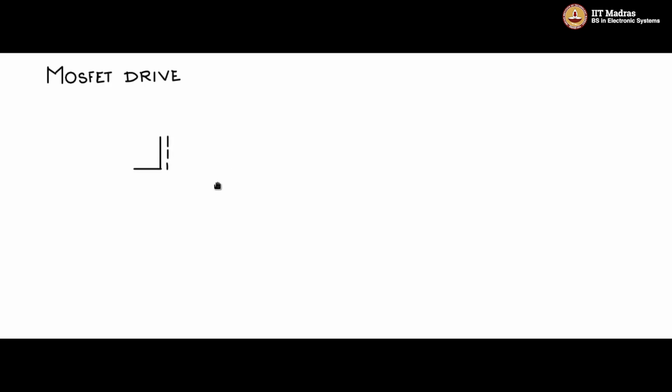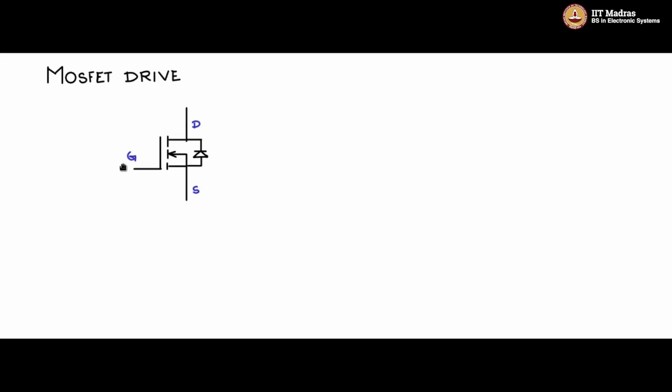Let me draw the MOSFET symbol. So this is called the gate and this is called the drain. The substrate and the source are connected. So you have the drain, source, gate. There is a natural internal body diode. The arrow here points to the N-channel inversion layer that will get formed. So this is an N-channel MOSFET.